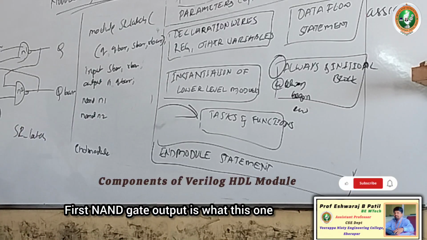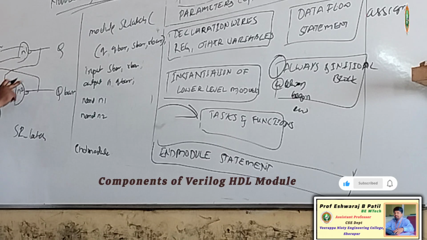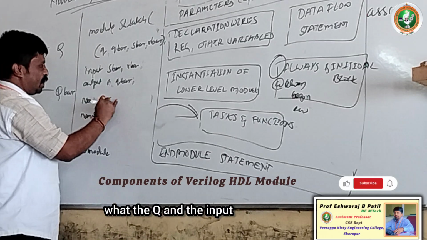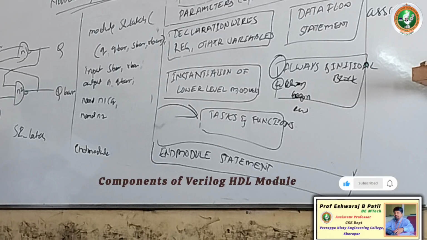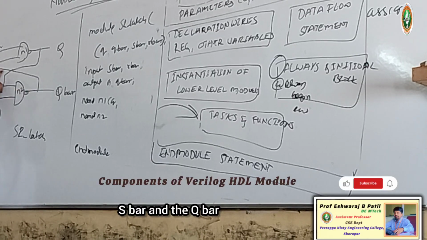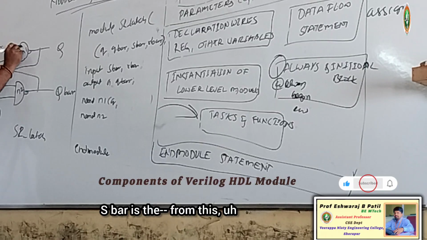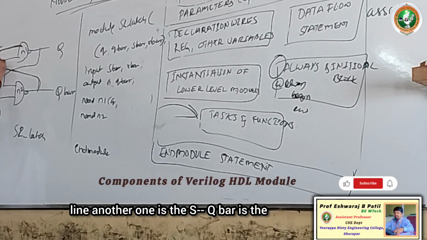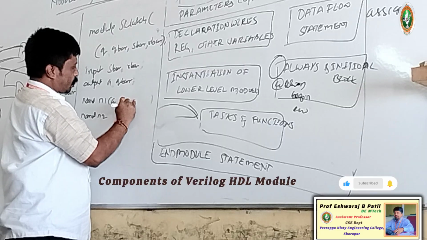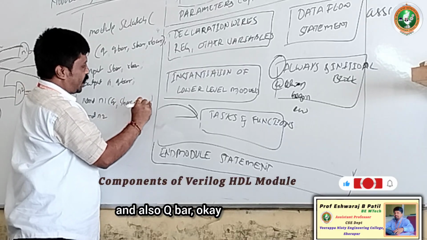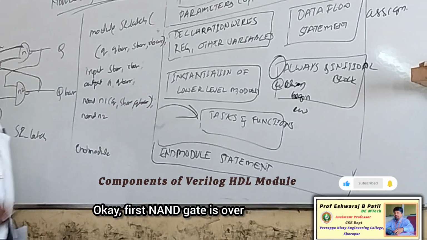What is the first NAND gate output? Q. I have to mention Q here, and the inputs for this one are the S bar and the Q bar. S bar is from this line, and the Q bar is from this one. So S bar and the Q bar. The first NAND gate is over.